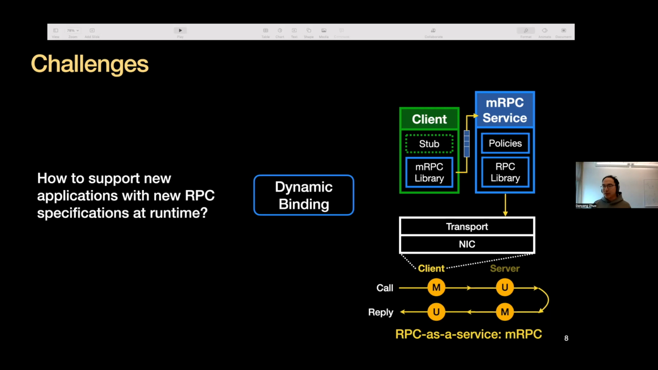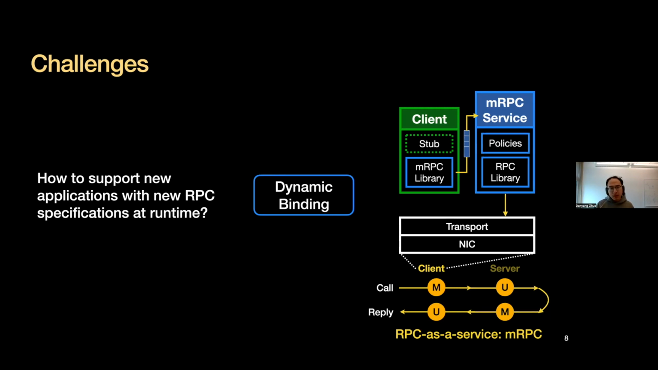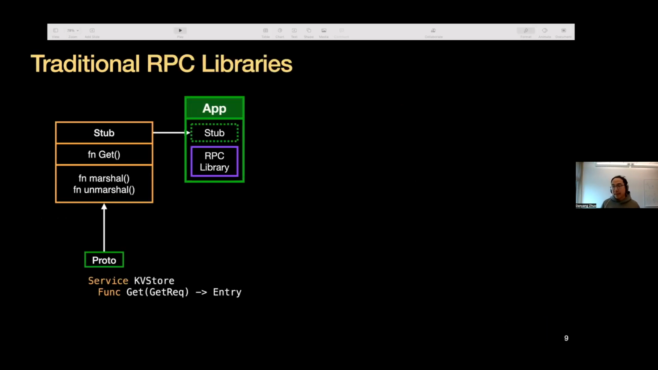Because of the time limit, I just want to cover one design novelty. It is how to support a new application with different RPC specifications at runtime. We call this technique dynamic binding. In order to talk about dynamic binding, let's first think about what static binding is. The RPC libraries currently use static binding. You provide your proto file, it generates some stub code, and you link with the application. And after that, you cannot modify the stub code anymore.